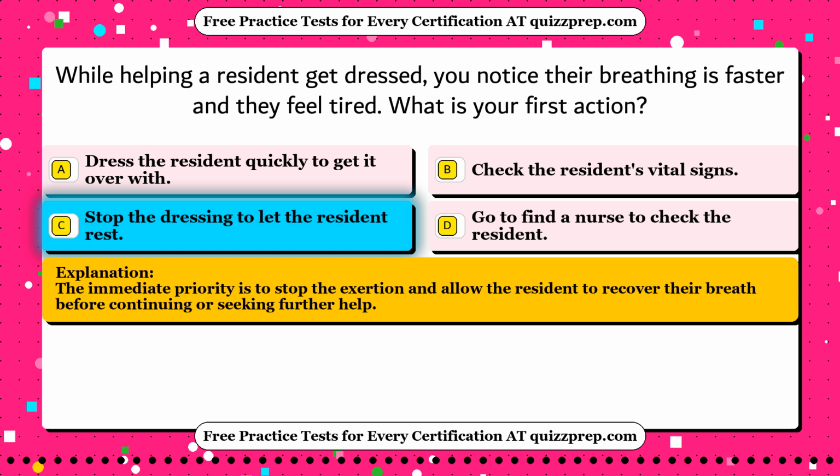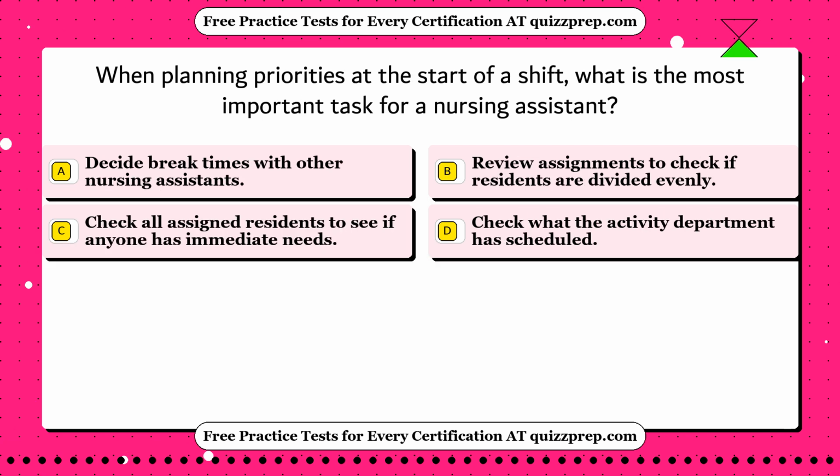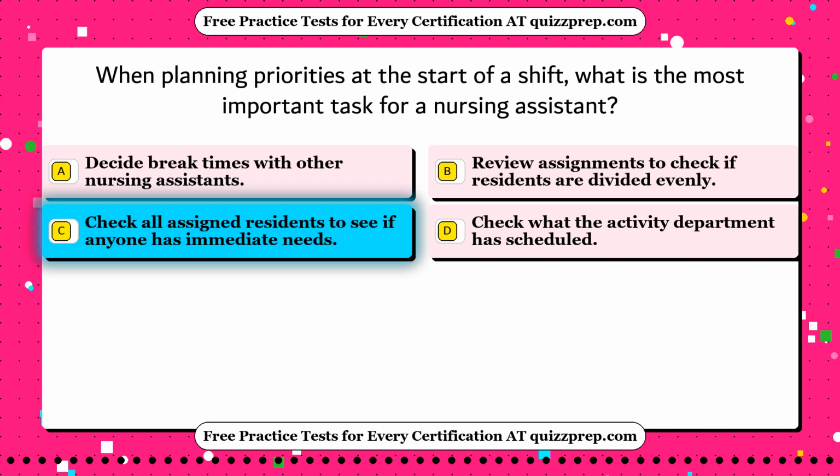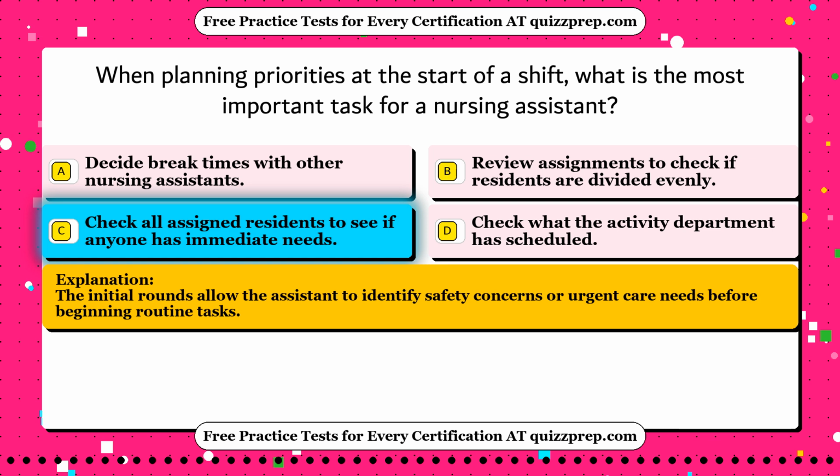Question 5. When planning priorities at the start of a shift, what is the most important task for a nursing assistant? Option A, decide break times with other nursing assistants. Option B, review assignments to check if residents are divided evenly. Option C, check all assigned residents to see if anyone has immediate needs. Option D, check what the activity department has scheduled. The correct answer is option C, check all assigned residents to see if anyone has immediate needs. The initial rounds allow the assistant to identify safety concerns or urgent care needs before beginning routine tasks.